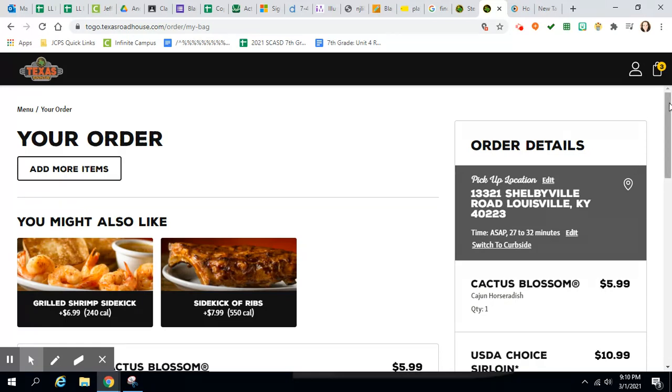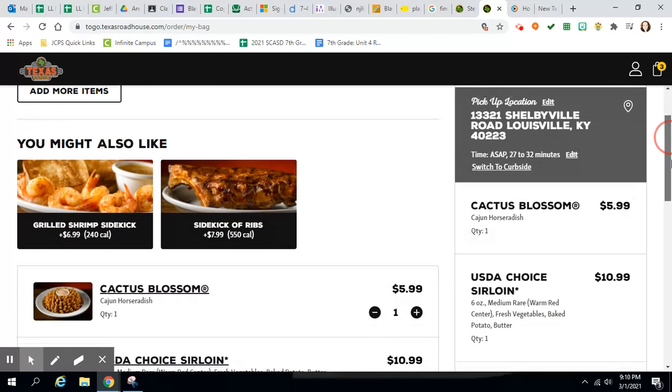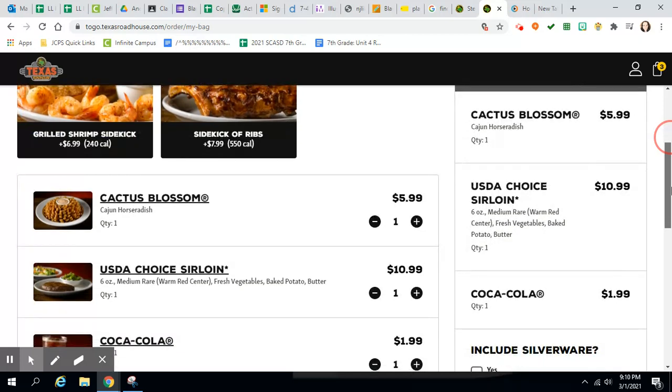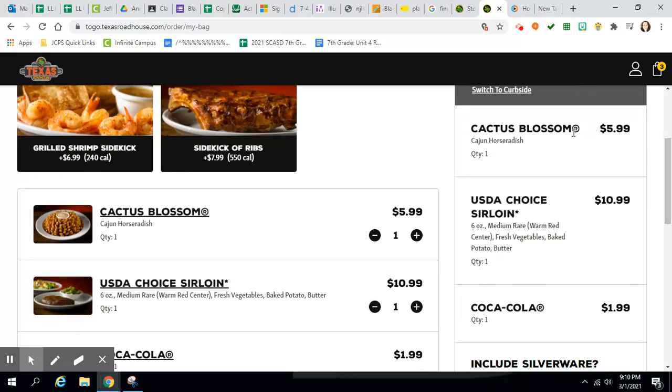So, I've already selected the items that I would like. I've got a cactus blossom, a sirloin steak, and then a Coca Cola. My job is, if I were to purchase these things, the very first thing you're going to see on a receipt, or that you're going to need to know about, is your subtotal. The subtotal is what we're going to base our tax and tip off of for our meal. The subtotal is simply taking the menu prices, or the amount that something costs in a store, and adding up all the items that you get.